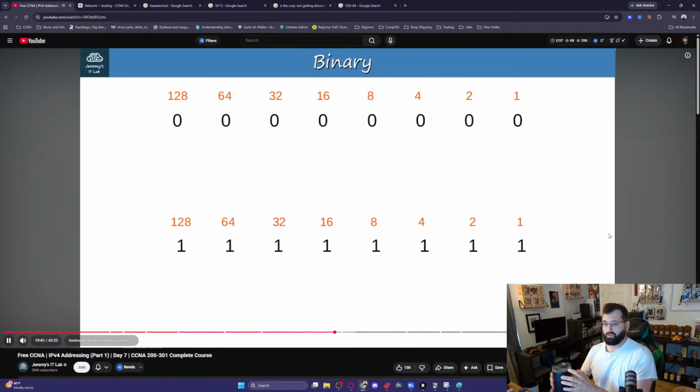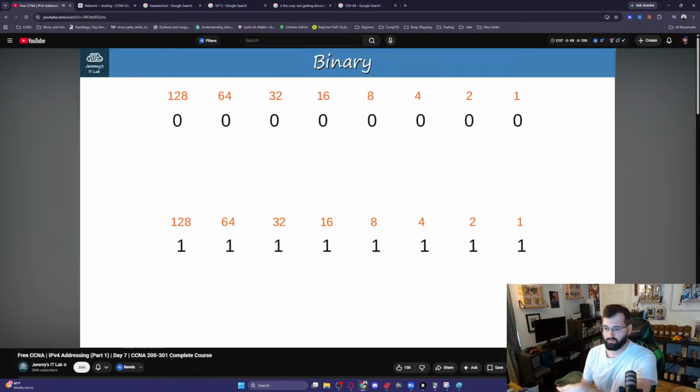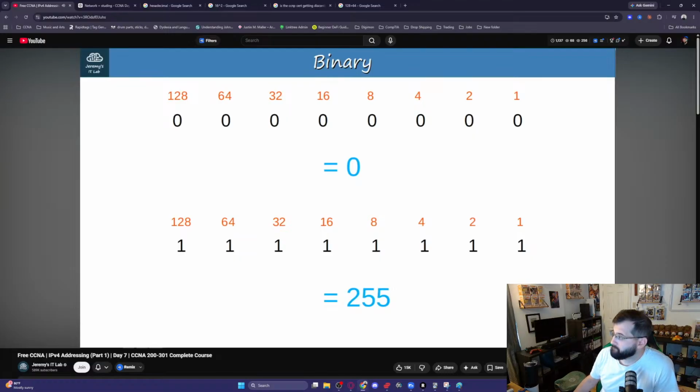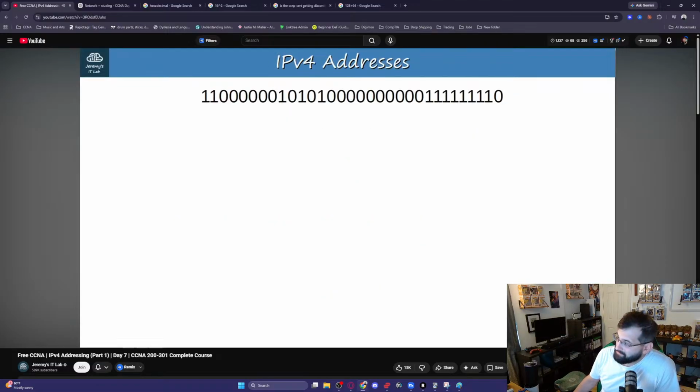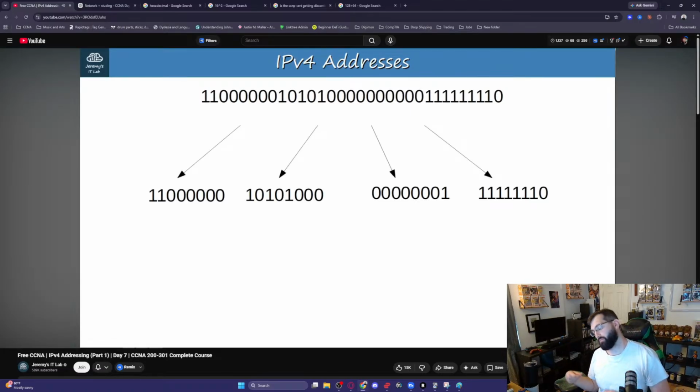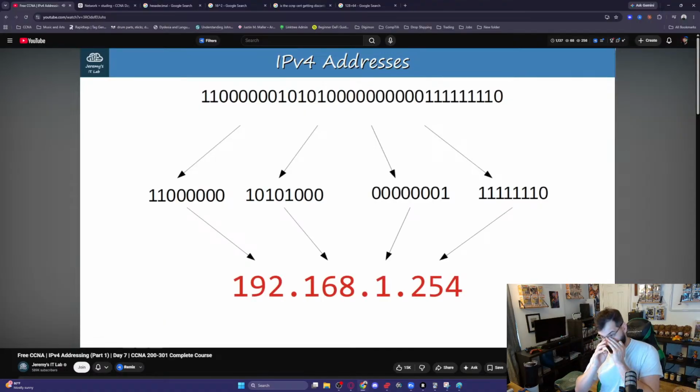Before moving on, you probably figured this out by yourself already, but the range of possible numbers that can be represented with 8 binary bits ranges from 0, if all bits are 0, to 255, if all bits are 1, because 128 plus 64 plus 32 plus 16 plus 8 plus 4 plus 2 plus 1 equals 255. So, an IPv4 address is really a series of 32 bits. It is split up into 4 octets, and then written in dotted decimal format to make it simpler for us humans to read and understand.